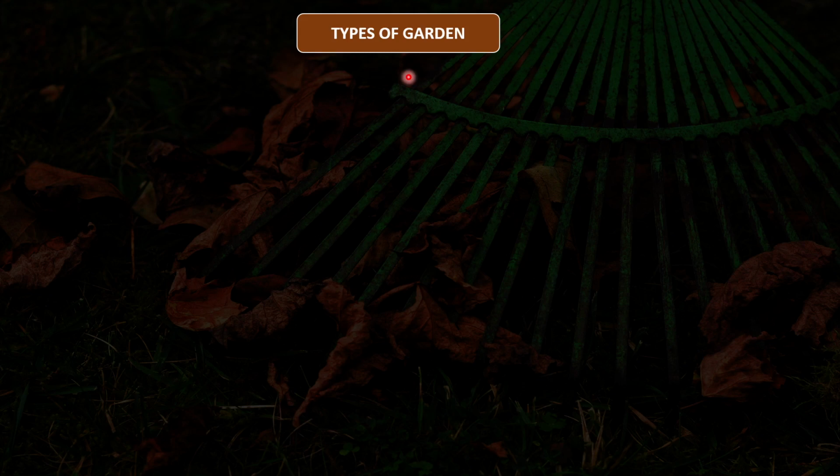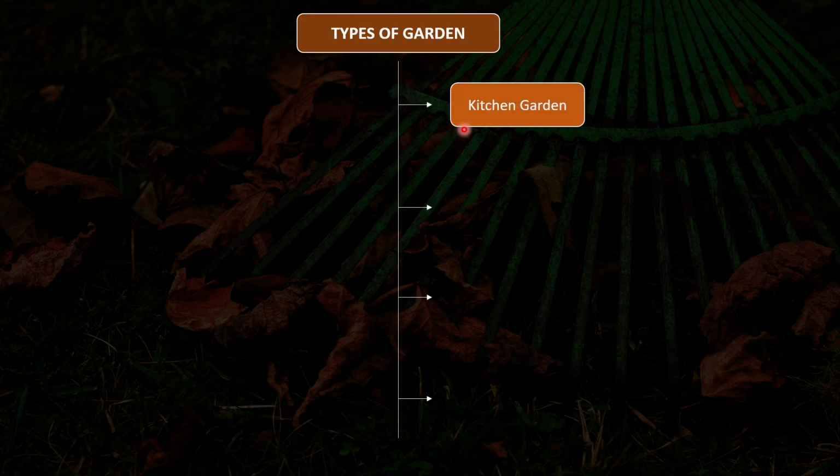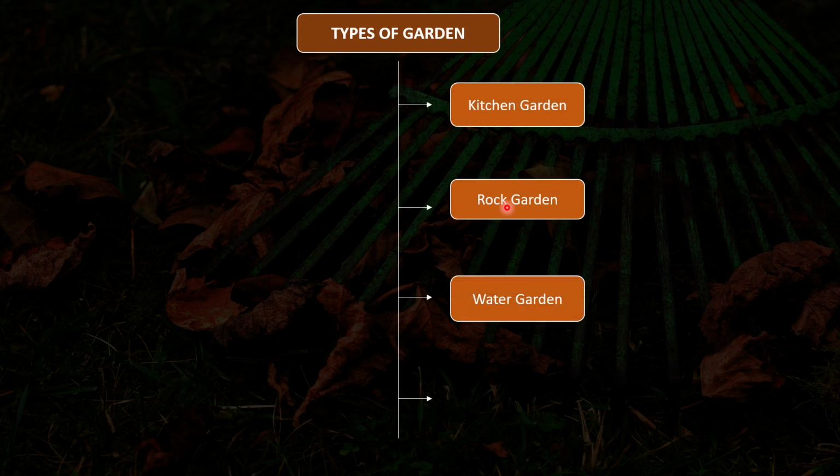Gardens are mainly of these types. These are kitchen garden, rock garden, water garden, and terrace garden. So these are the basic four types of garden that we are going to understand. But apart from these, there is also vertical garden, which is nowadays very famous in modern times, right? Because we do not have space, and so in today's time, vertical gardening is something that people adopt. But these are the common types of garden that are usually made.